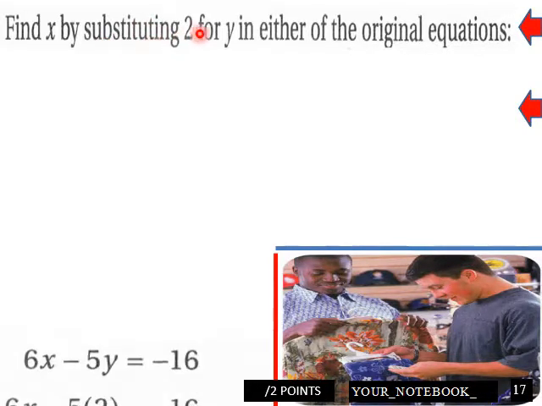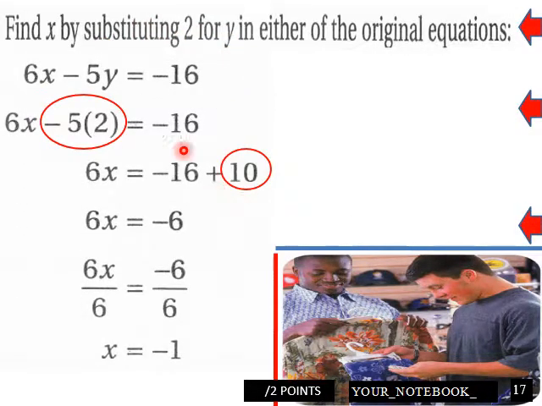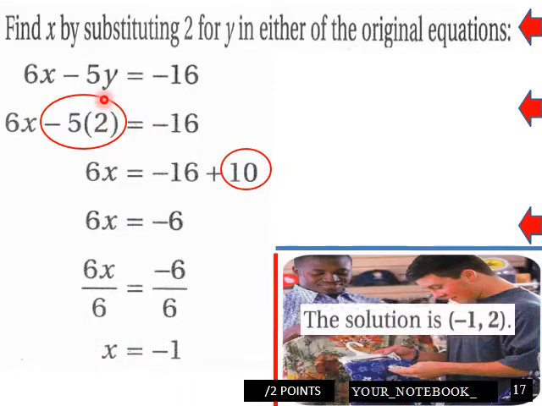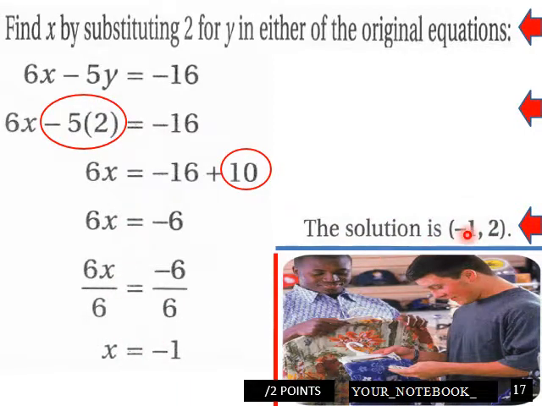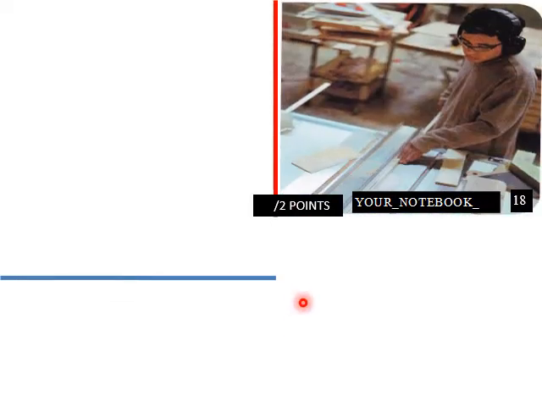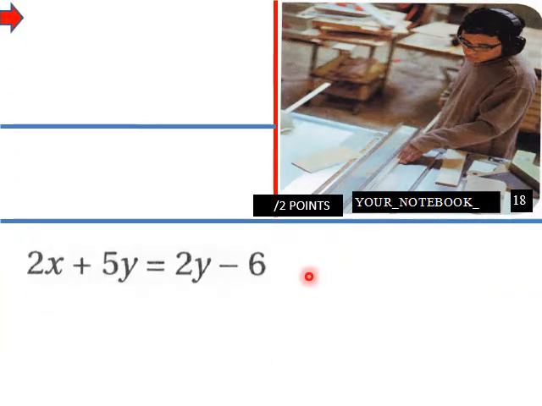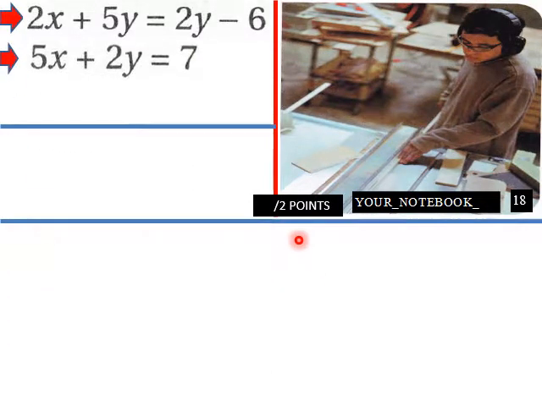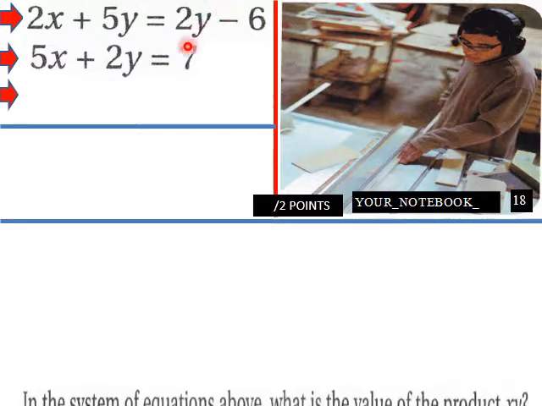Find x by substituting 2 for y in either of the originals. So we can put 2 in this one here, 6x minus 5y. We solve and get x equals negative 1. So there's our solution, negative 1, 2. So that's how you do it. You eliminate one variable, then you solve for it, then stick it back in one of the originals. Here's another combination here.